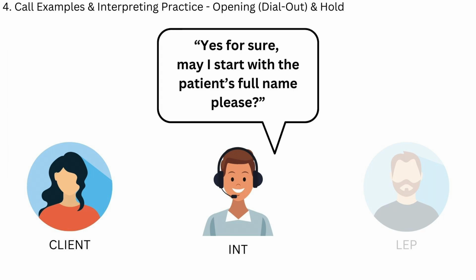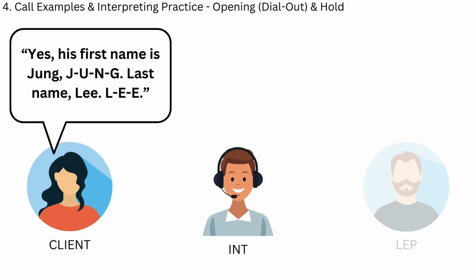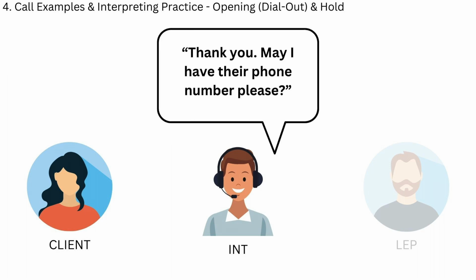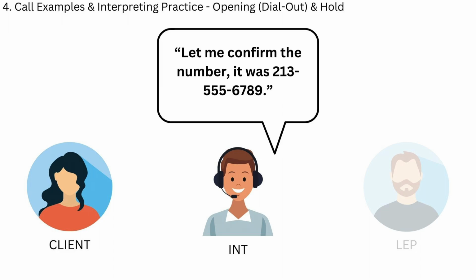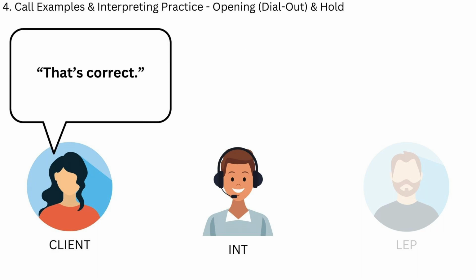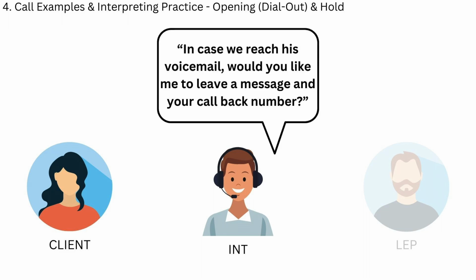Yes, for sure. May I start with the patient's full name, please? Yes, his first name is Jung. Last name Lee. Thank you. May I have their phone number, please? It's 213-555-6789. Let me confirm the number. It was 213-555-6789. That's correct. In case we reach his voicemail, would you like me to leave a message and your callback number?